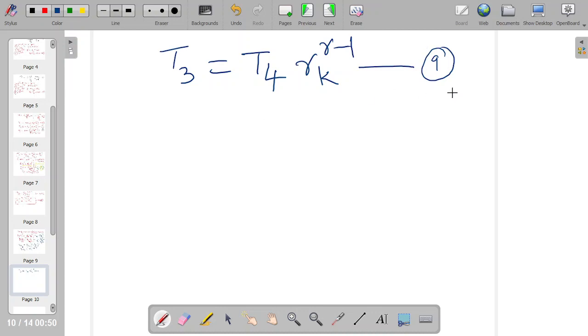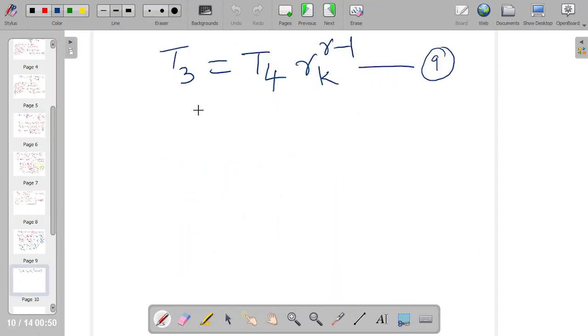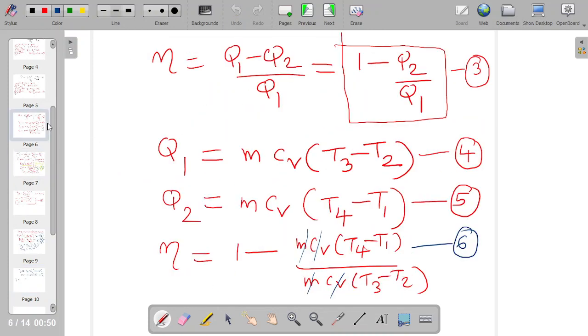So we have expressed T1 in terms of T2 and combustion ratio, and similarly T3, T4 in terms of combustion ratio. Now we have to substitute equations 8 and 9 in the temperature expression, that is equation 6. So we will get efficiency equal to 1 minus, what is equation 6? Equation 6 is efficiency is 1 minus T4 minus T1 by T3 minus T2.